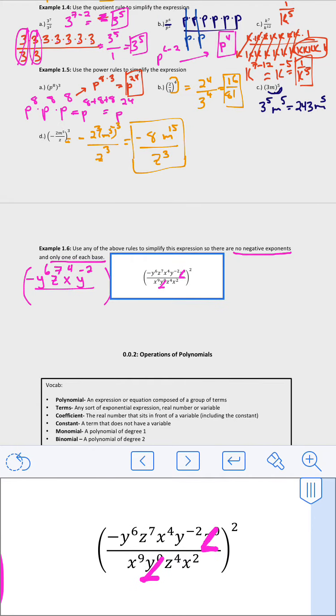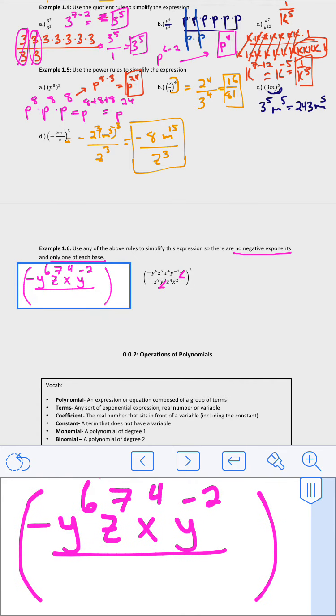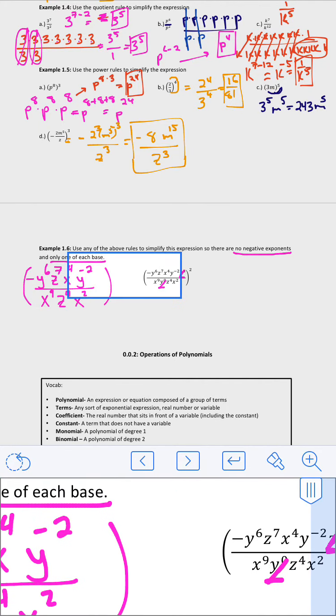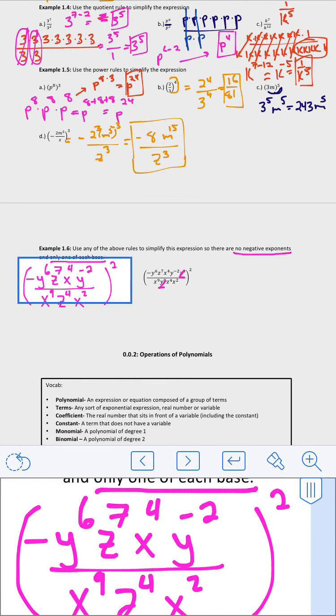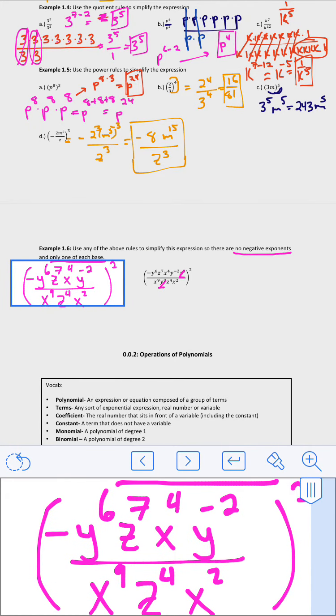On the bottom, I have x to the 9th, z to the 4th, and x squared. I'll just double check that. And it's still all being raised to the 2nd power. So that's what's left over from here. Choose a different color. Alright, cool.